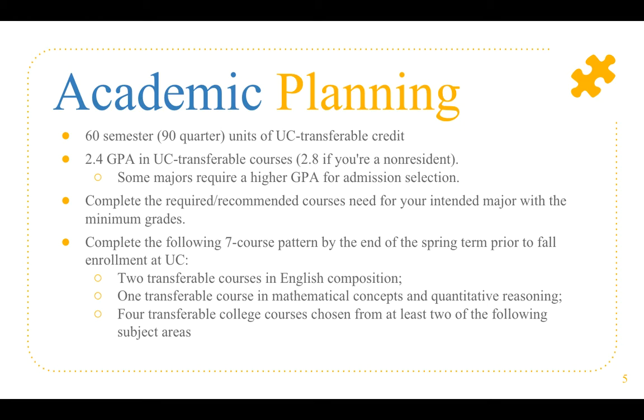As far as academic planning goes, here's some basic information on some requirements for UC transfer. You must have 60 units of UC transferable credit, and that has to be done by the end of the spring 2021 semester. You do not have summer to complete your 60 units, or really any aspects of the requirements. So everything needs to be done by the end of spring. If a class doesn't go well, meet with a counselor to discuss how you're going to make that happen by the end of the spring semester.